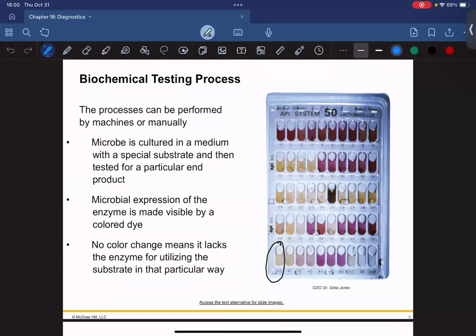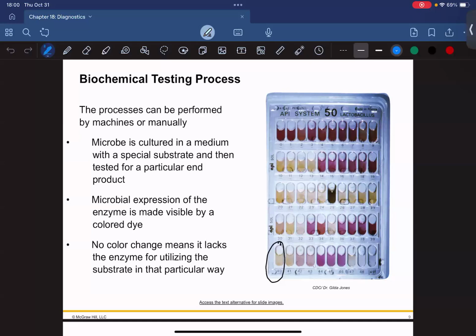We have these cards available to us, these API systems. And I want to point out, this has 50 tests on it. So you're looking for fermentation of glucose, lactose, glycerol, sucrose. It might have MR on there. It might have VP on there. It might have urea use. It might have the different litmus milk tests, all in these little wells, right? There's 50 tests right here on this card. And this is only looking at different lactobacillus species.